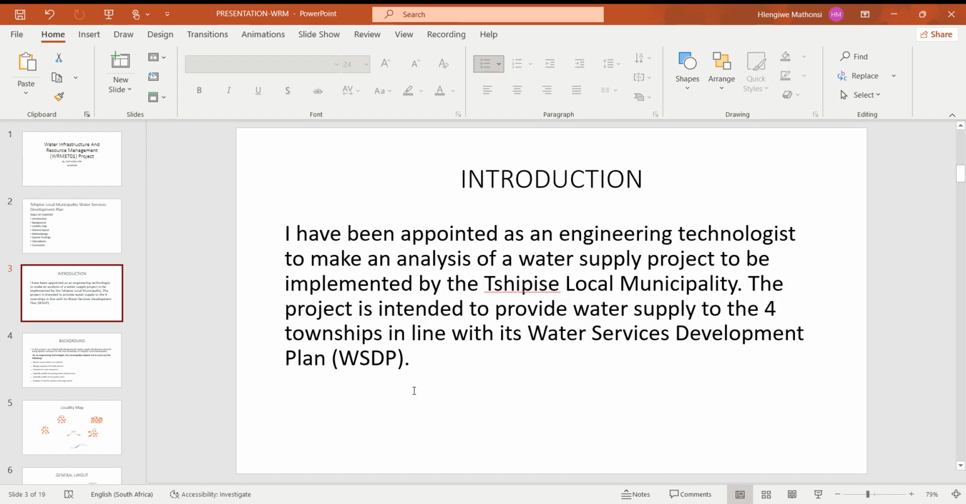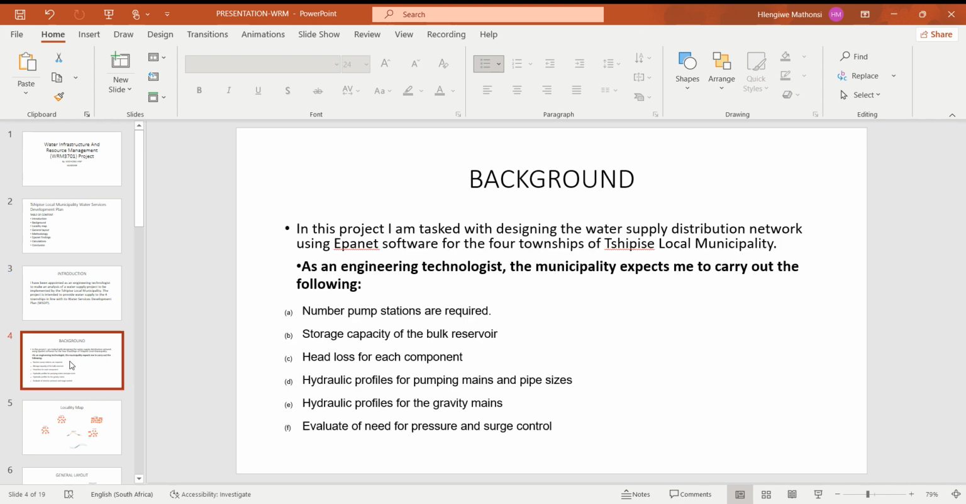I have been appointed as an engineering technologist to make an analysis of water supply projects to be implemented by the TPC local municipality. The project is intended to provide water supply to the four townships in line with its Water Services Development Plan, WSDP. In this project, I am tasked with designing the water supply distribution network using EPANET software for the four townships of TPC local municipality.